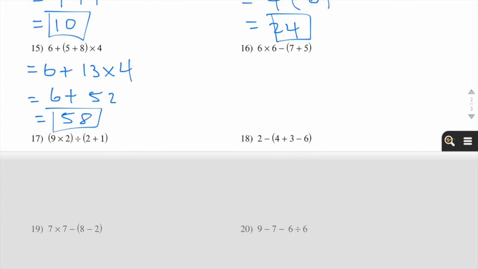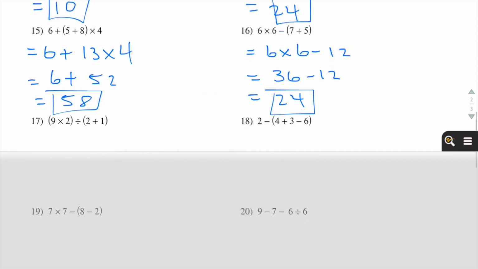Okay, number 16. 6 times 6 minus, in parentheses, 7 plus 5. So we're going to do the parentheses first. Let's go ahead and rewrite everything else. 7 plus 5 gives us 12. 6 times 6 gives us 36 minus 12. 36 minus 12 ends up giving us 24. And that's our final answer.